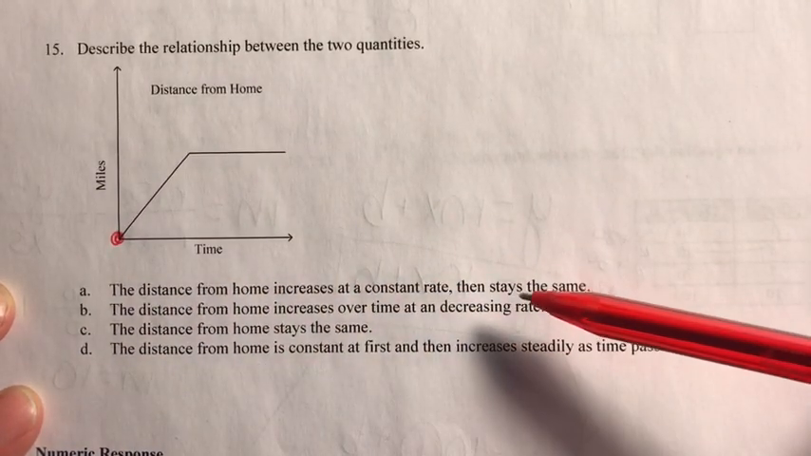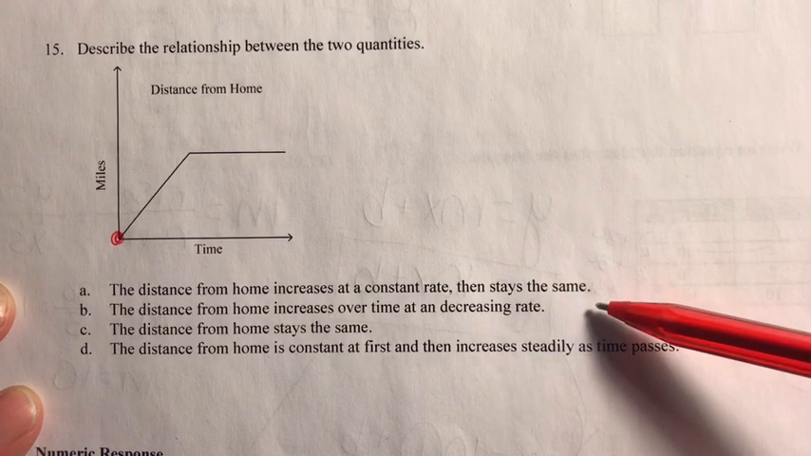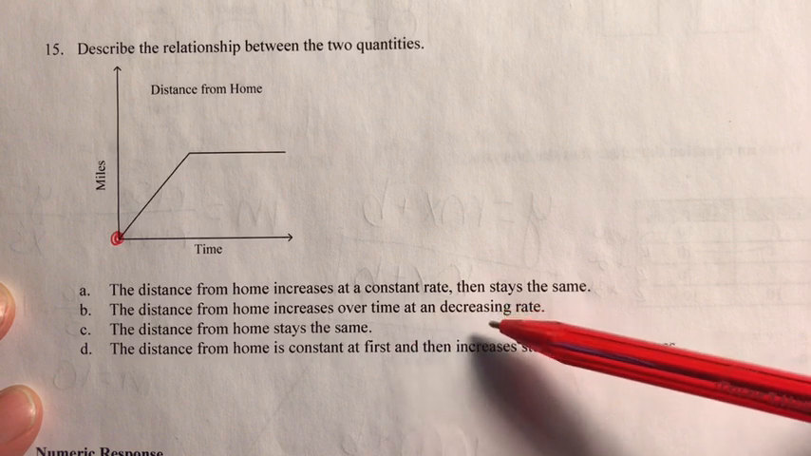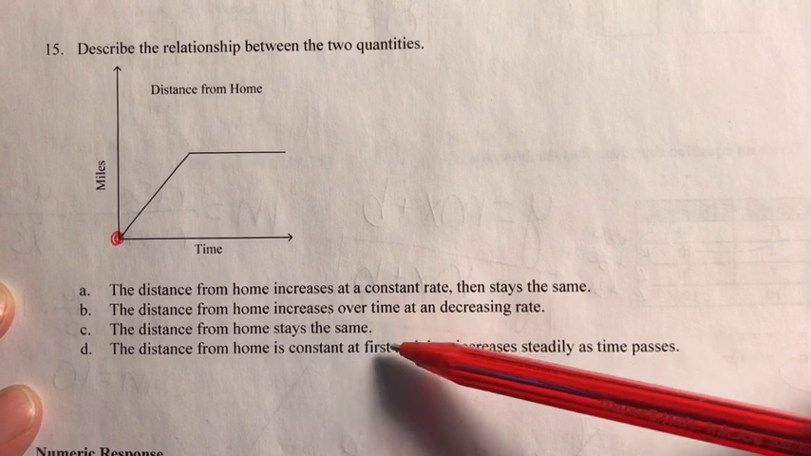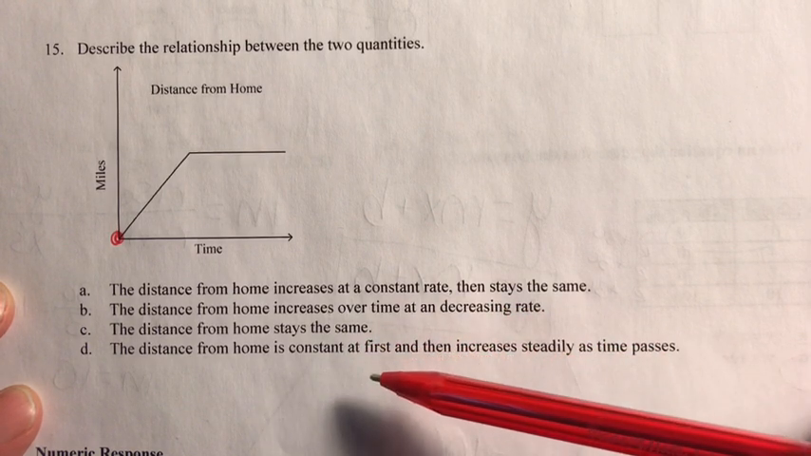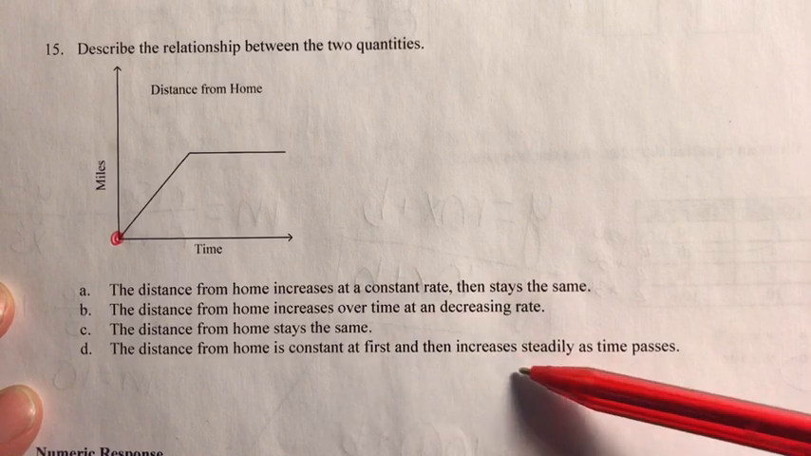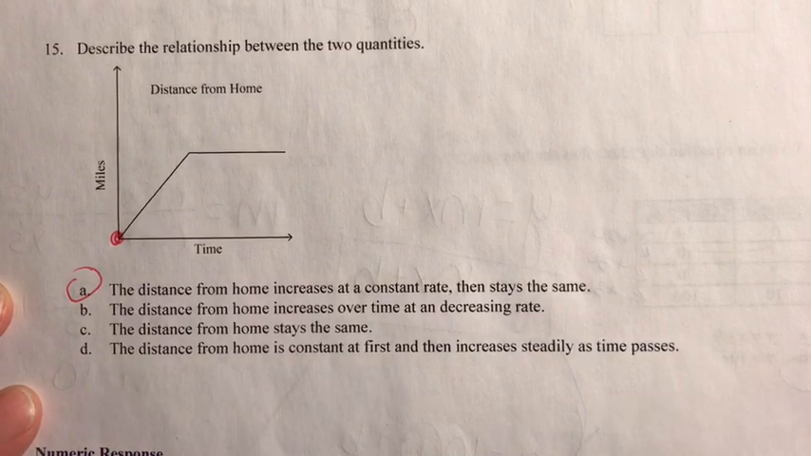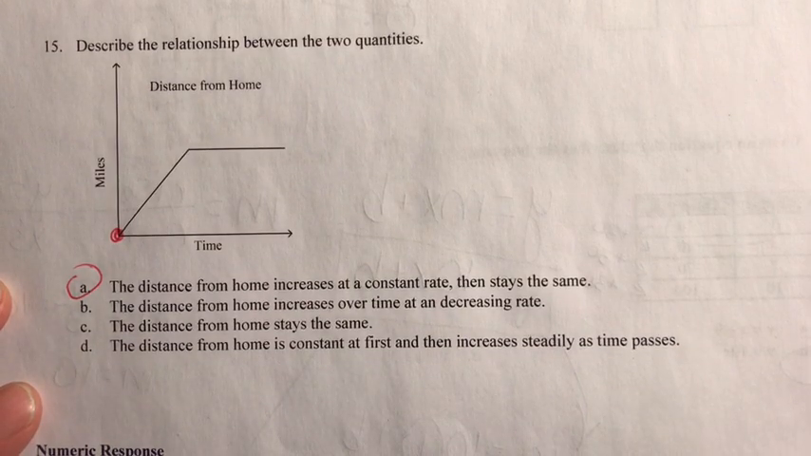Distance from home increases at a constant rate, then stays the same. That's true. The distance from home increases over time at a decreasing rate. That doesn't make sense. The distance from home stays the same. That doesn't make sense. The distance from home is constant at first and then increases steadily as time passes. Nope. So it's A. I don't like the way it's worded, but can't help what's printed out.